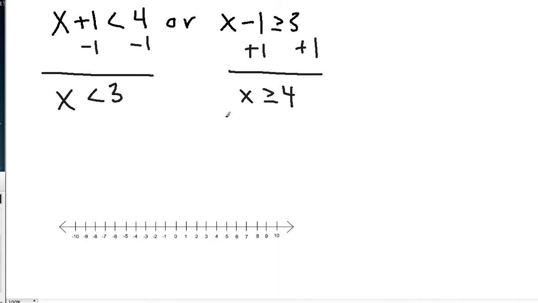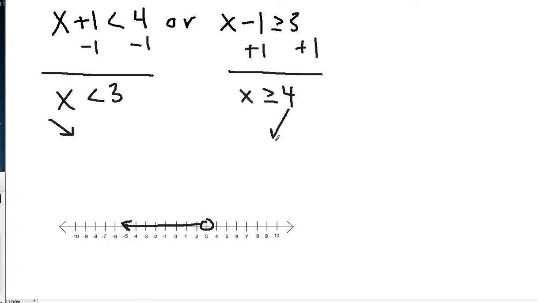All right, if I was to graph that, I'm going to first graph this piece. So x is less than 3. I go over to 3. I'm not going to color it in, and I'm going to go this way. Anything smaller than 3 works.